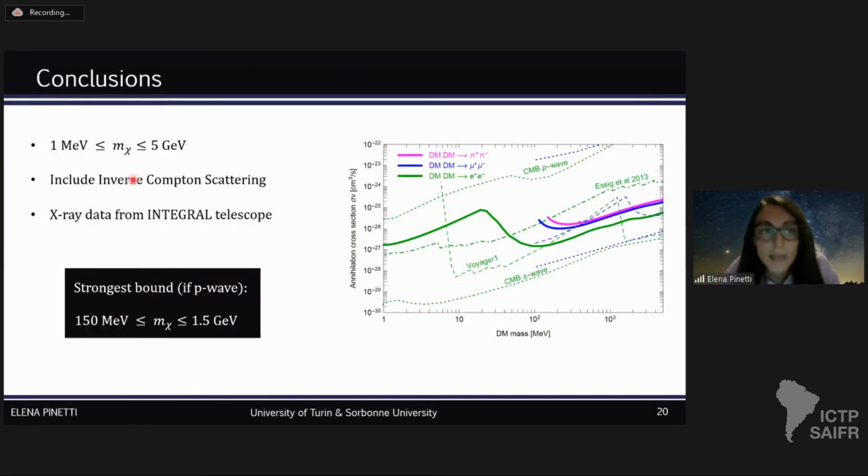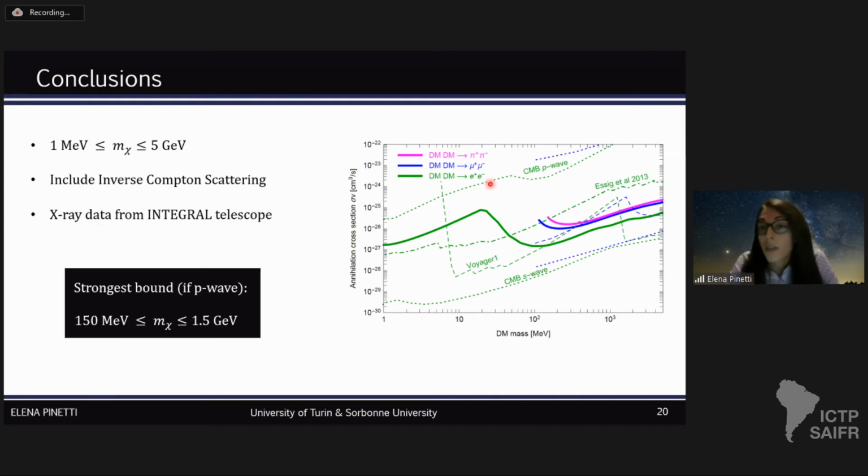So to summarize the main points of our analysis, we focus our attention on dark matter particles with a mass between 1 MeV and a few GeV. The crucial point of our analysis is that we consider the inverse Compton scattering of the electrons and positrons produced by dark matter particles over the low energy radiation fields in our galaxy: CMB, infrared light, and optical starlight. After the inverse Compton scattering, these low energy photons become X-rays, and this allows us to compare the X-ray data observed by the INTEGRAL telescope with the theoretical prediction of the dark matter flux.